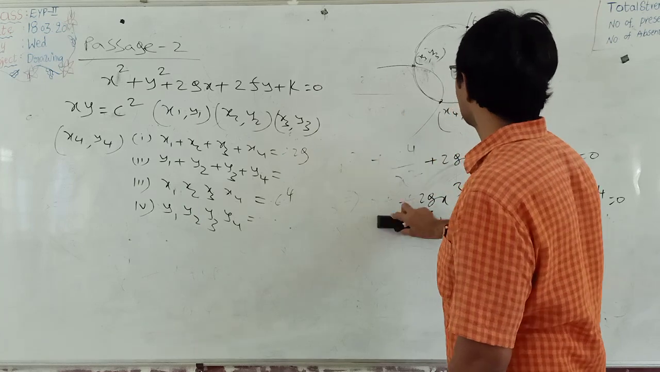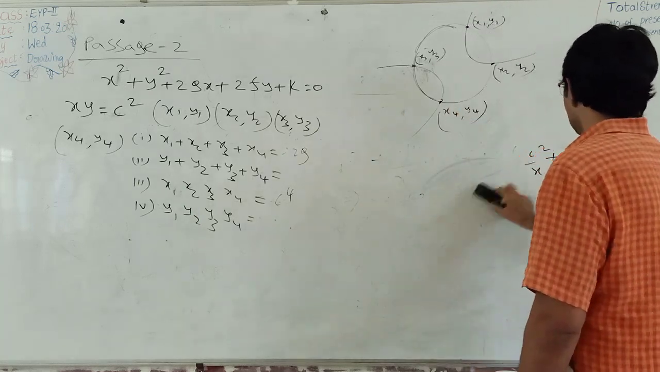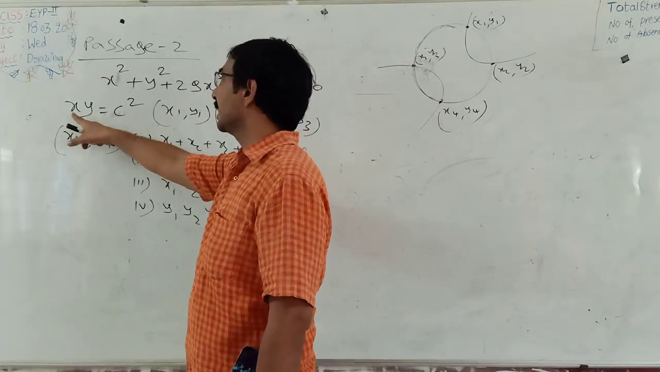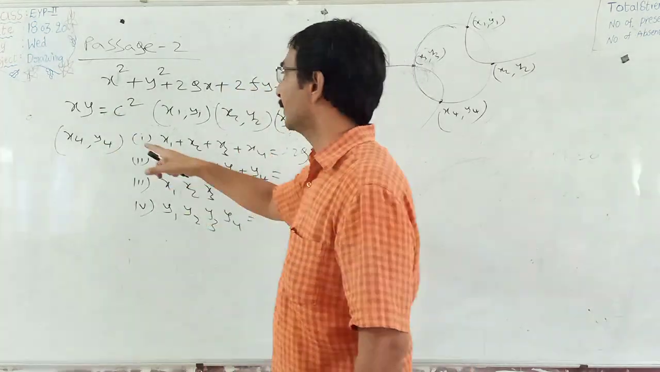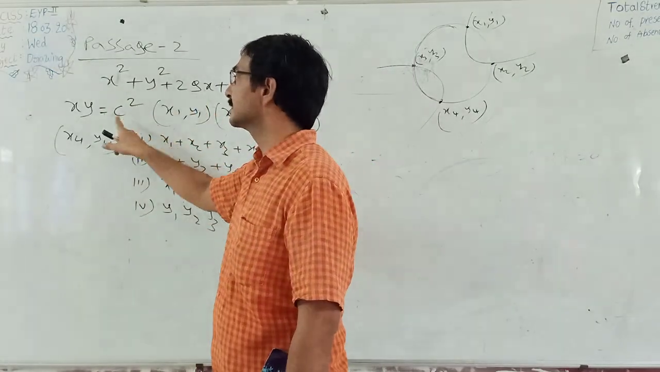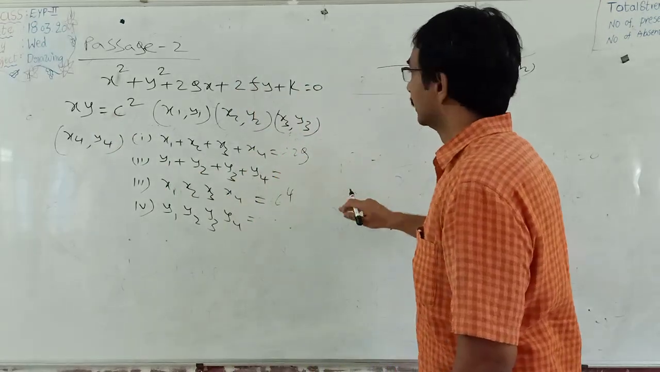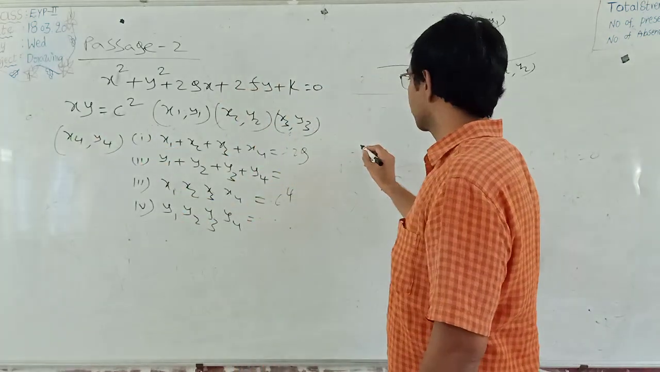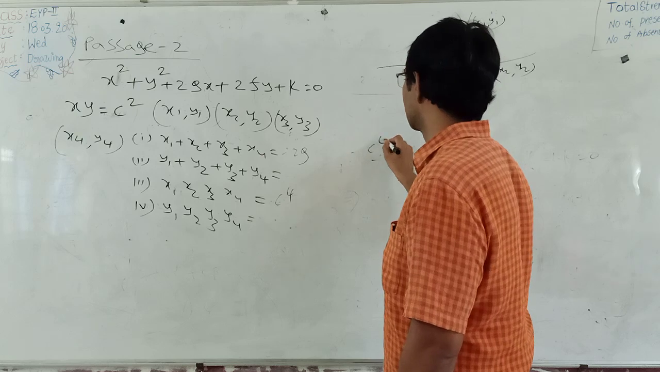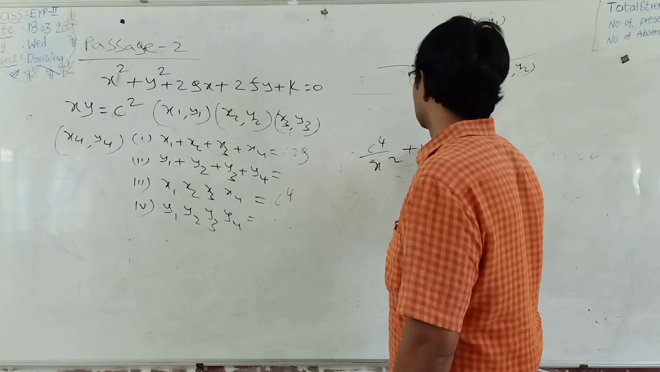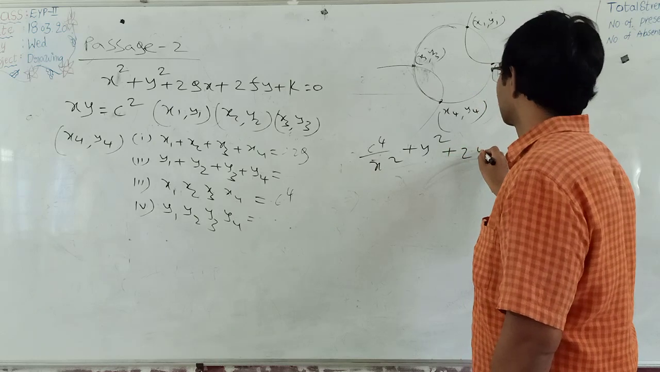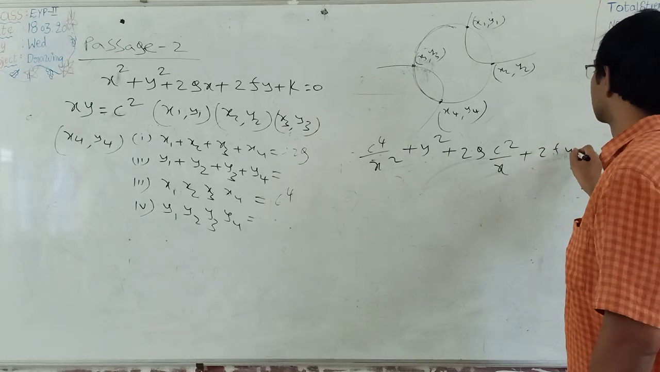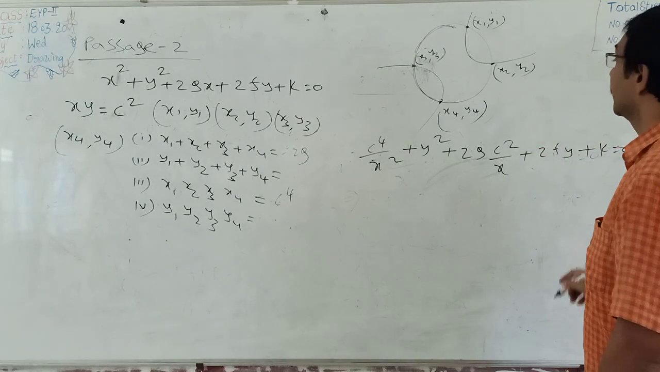Next, the second and fourth values contain y1, y2, y3, y4. So we have to form a fourth degree equation in the variable y by eliminating x. From the second curve, the value of x is c squared by y. I am replacing x in this equation with c squared by y. Therefore, x squared becomes c power 4 by y squared, plus y squared, plus 2g into c squared by y, plus 2fy plus k equals 0.